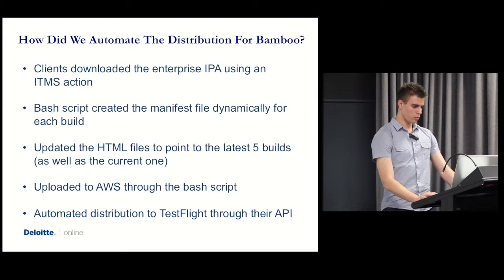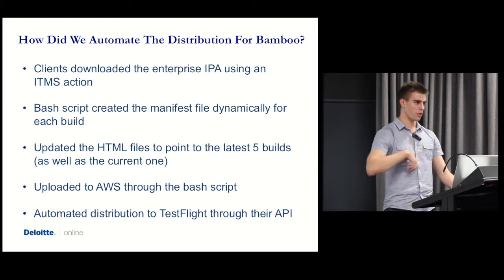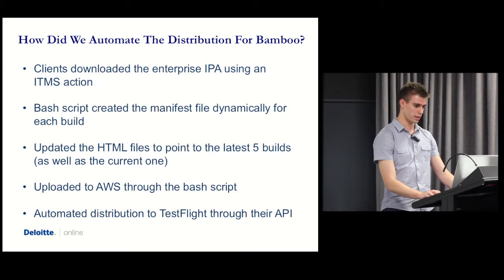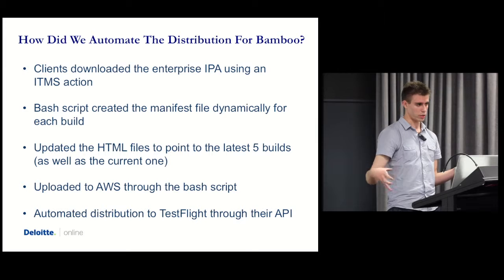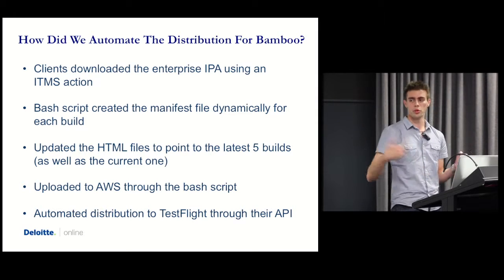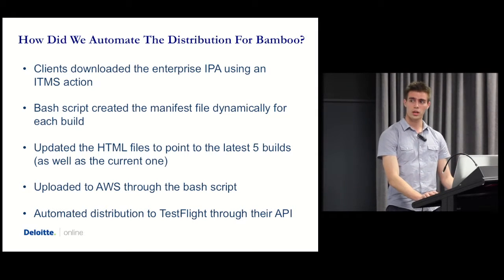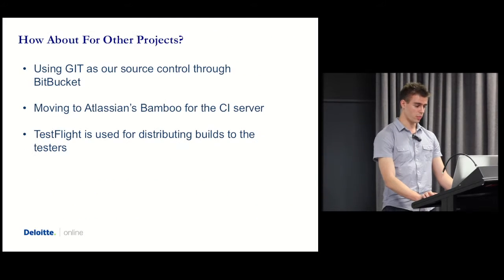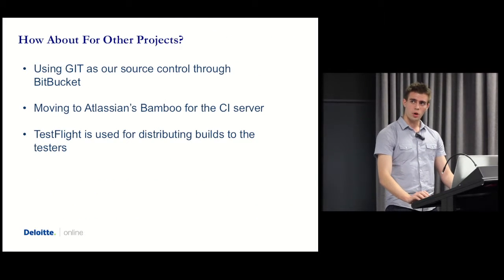So what we did was I wrote a bash script that created the manifest files and the HTML dynamically every time we did a checkout, and uploaded all those to AWS using a really cool command line tool, which I'll point you to at the end of the talk. As well as this, we also had a select group of testers that wanted it pushed to their phones as well. So we had the clients that needed to download it to demo and actually use, but we also had the testers, and we used Test Flight for the testers. So that was what we did for Bamboo.